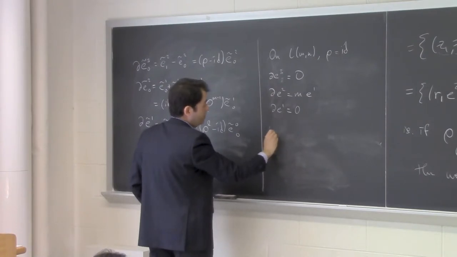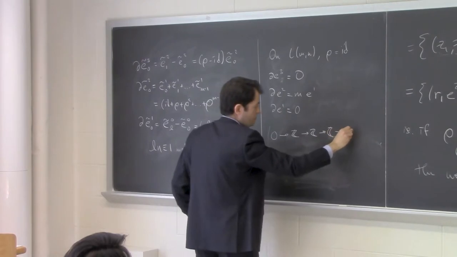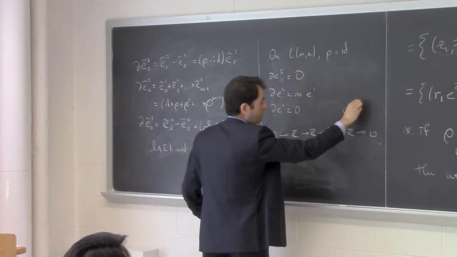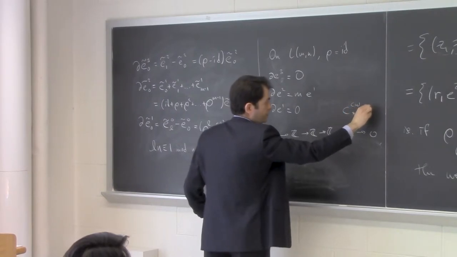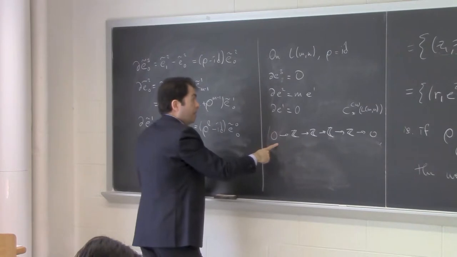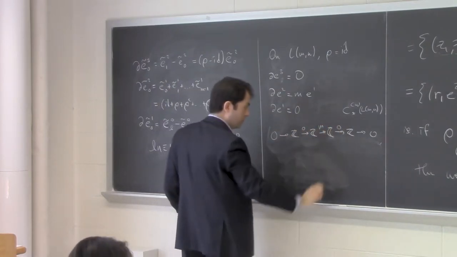So our complex is Z, C. So this is the CW chain complex, where the first map is 0, the next map is multiplication by m, the next map is 0.